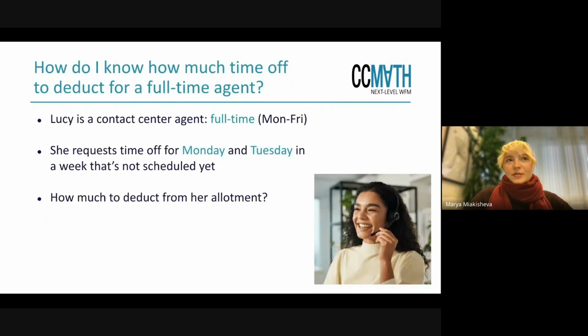Okay, so let's start with a very simple example. We have a contact center. In the contact center, we have an agent, Lucy. She is a full-time employee. She works very normally from Monday to Friday, 8-hour shifts. And she requests some time off for Monday and Tuesday of some week in the future where we don't know the schedule yet. How much should we deduct from her allotment? I'd love to hear your suggestions in the chat.